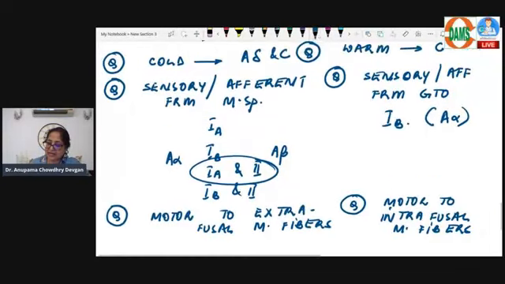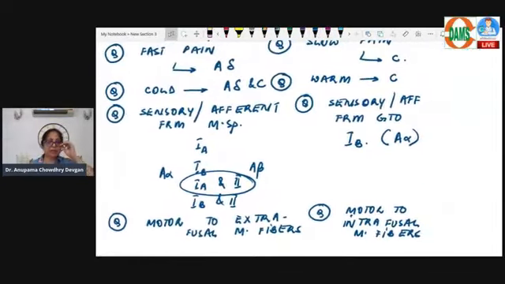I've made a couple of mistakes here. Let me just clarify them once again. Cold sensation is carried by A delta and C, warm sensation only by C. Sensory from the muscle spindle is 1A and 2. 1A is A alpha, 2 is A beta. Sensory from the Golgi tendon organ is 1B or A alpha, right?